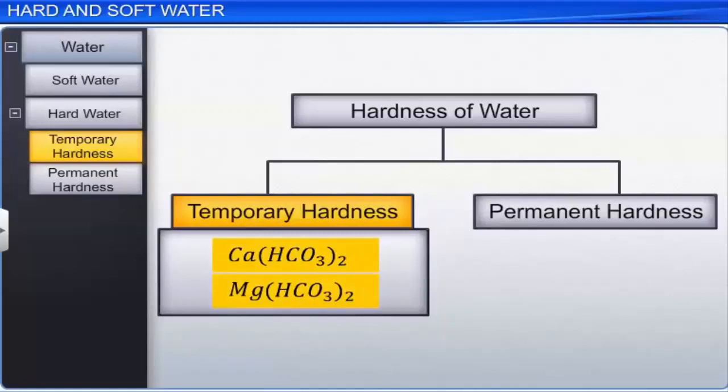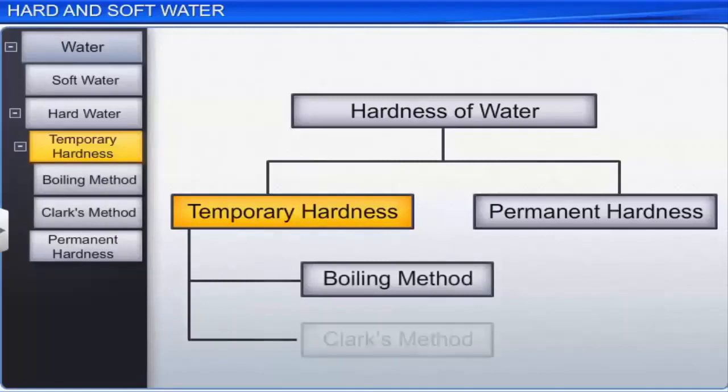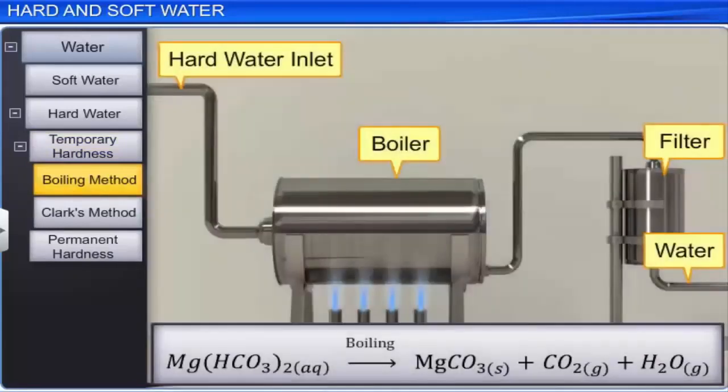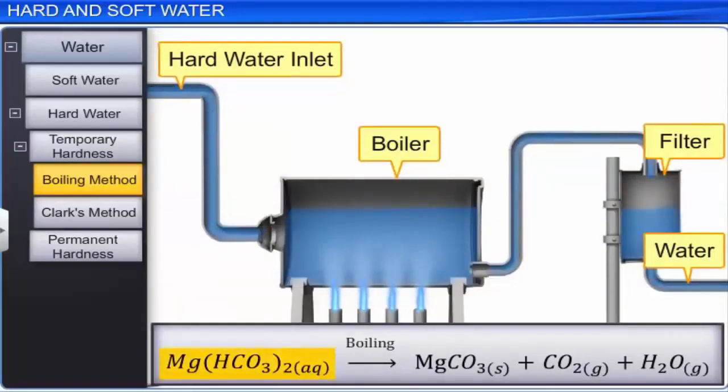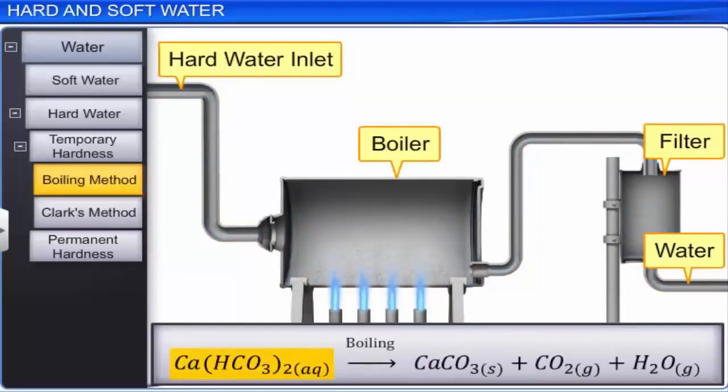There are two common methods to remove temporary hardness. The first method is boiling. Hard water is taken in a large boiler. During boiling, the soluble magnesium hydrogen carbonate is converted into insoluble magnesium carbonate, while calcium hydrogen carbonate changes to insoluble calcium carbonate. The precipitates of magnesium carbonate and calcium carbonate are removed by filtration, leaving soft water as the filtrate.